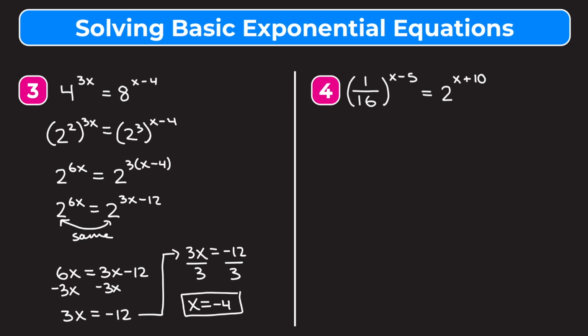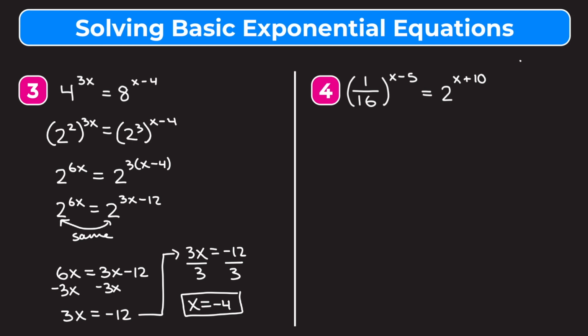Moving on to example 4, I encourage you guys to pause the video and try this one on your own, and then you can watch me work through it to make sure that you've solved it correctly. So we have 1/16 raised to the x minus 5 is equal to 2 to the x plus 10. So we have a fraction on the left side. So what I would do is try to think, can we rewrite 16, so not 1 over 16, can we write 16 as 2 to some power?